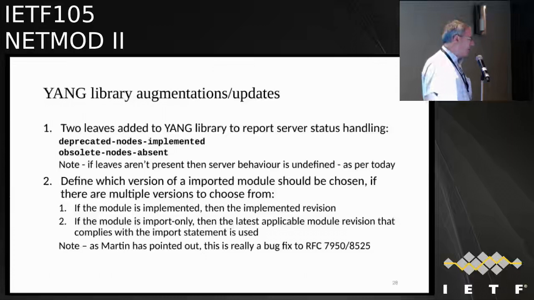The other problem was that currently Yang library doesn't specify which revision of a Yang module is imported if multiple revisions are present. That might mean in some cases that mandatory data nodes are present when we thought they were not, or mandatory nodes are absent when we thought they would be there. So it's kind of a bug, let's say, or a missing piece in 7950. The data model of Yang library is not modified, but the rules, what they mean, are modified to make it very specific which module is imported in this case. Next slide.